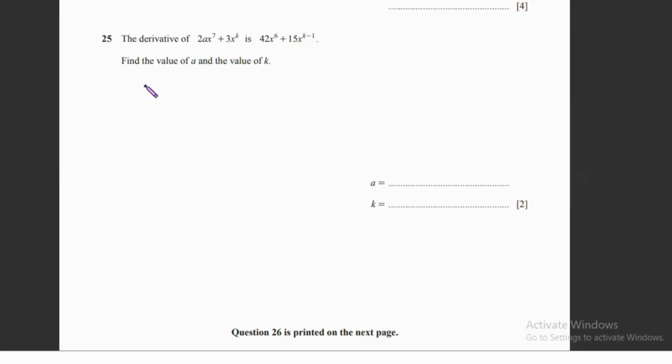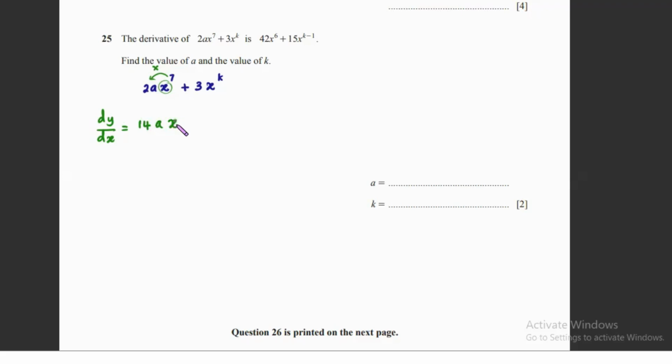So the formula that is given to us is 2a x to the power 7 plus 3x to the power k. Now to find the differentiation, which is dy over dx, to find the derivative function, we need to multiply the power of x with its coefficient. So the power of x is 7. The coefficient of x is 2a, not just this 2. So we need to multiply those two together. So 7 times 2a makes it 14a.